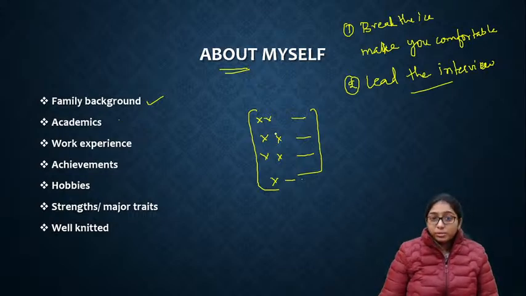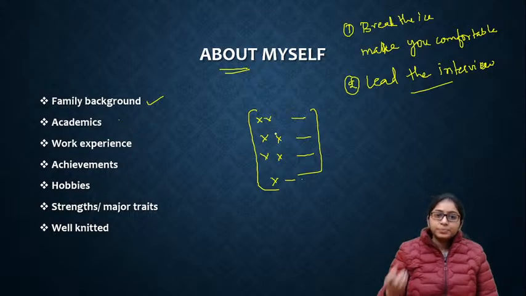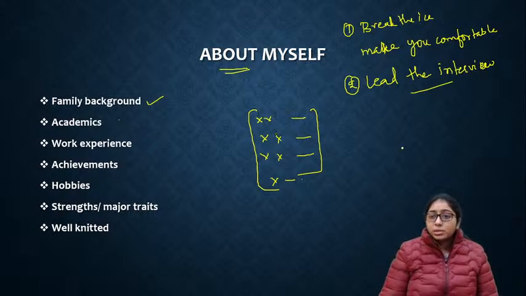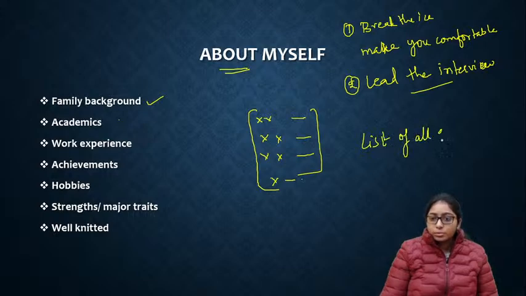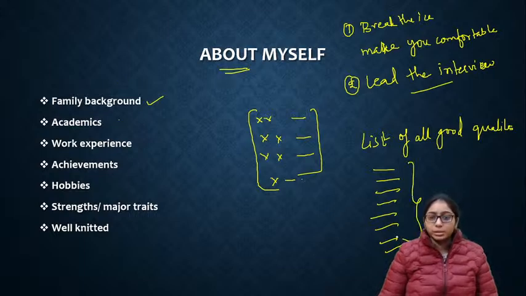Tell about yourself. Okay. Now, one suggestion that I would like to give you all is how you can frame your about myself: list out the points, list out your good qualities. Make a list of all the good traits that you have. So let's say you write down around 7-8 good qualities. Okay, you write down 7-8 good qualities. Now try to build your about myself around these qualities.